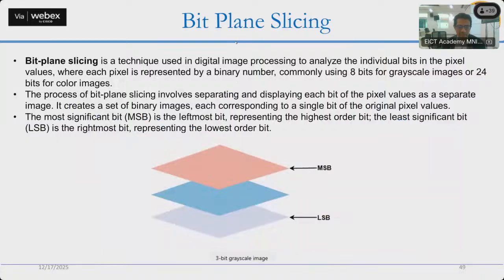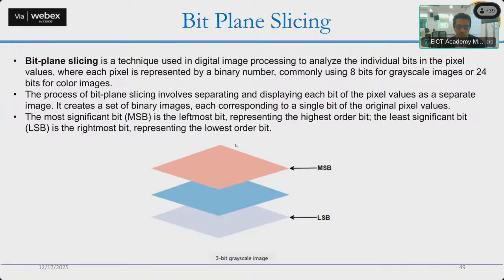So bit plane slicing, this is basically an image enhancement technique. How we are enhancing the image, we will read here. Bit plane slicing is a technique to analyze the individual bits in the pixel value, where each pixel is represented by a binary number, commonly using 8 bits for a grayscale image or 24 bits for a color image.